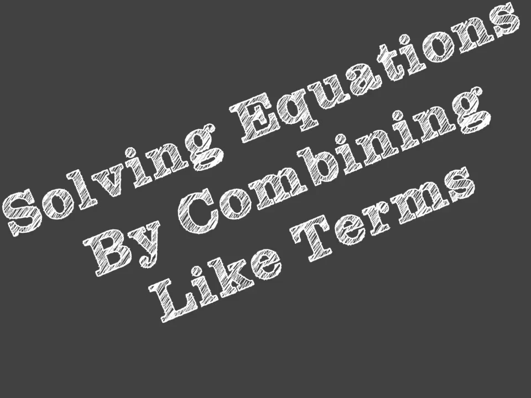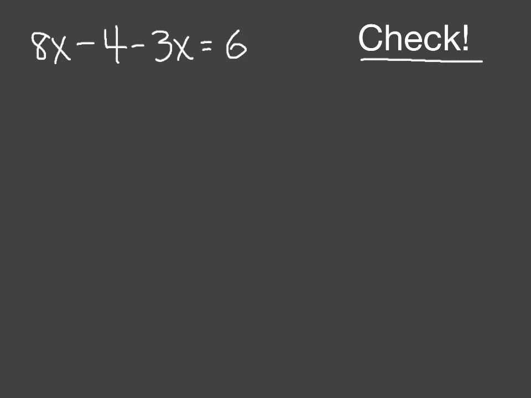Hola! This video is about solving equations by combining like terms, using that skill to help us solve equations. And we're just going to do one example. And here it is: 8x minus 4 minus 3x equals 6. Now, if you remember, the entire purpose of solving an equation is to figure out what x equals. What number can I put there so that this equation works, so that it equals 6 when I calculate it?